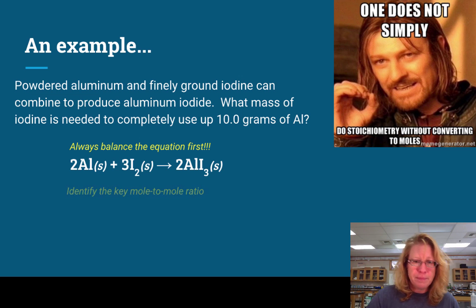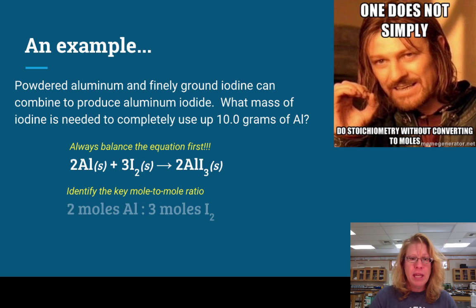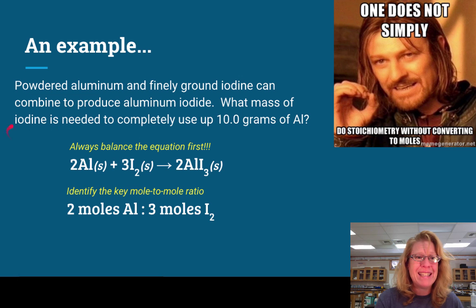Next part, we have to figure out what the key mole-to-mole ratio is. And this is a matter of looking back at the question. What am I trying to figure out? In this case, the question is asking me about the relationship between aluminum, because that's what's discussed there, and what mass of iodine is needed.